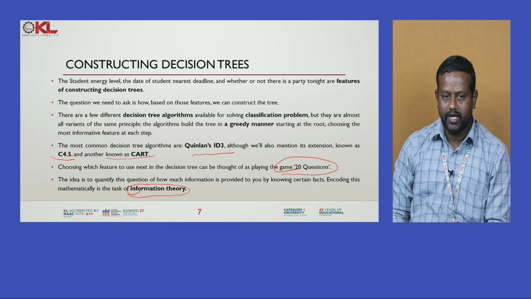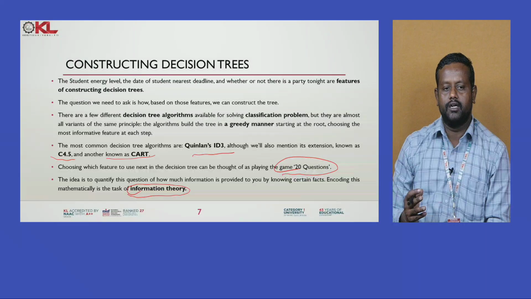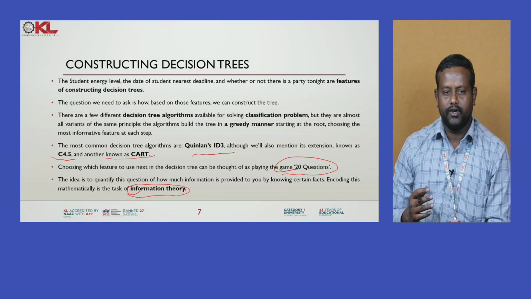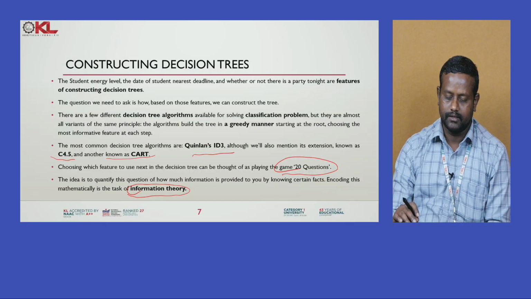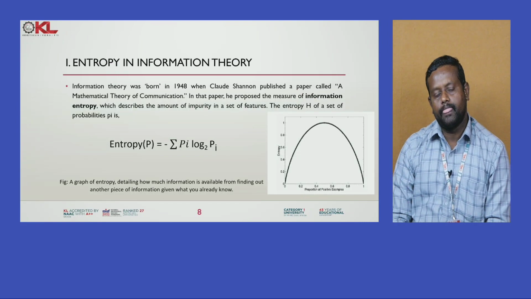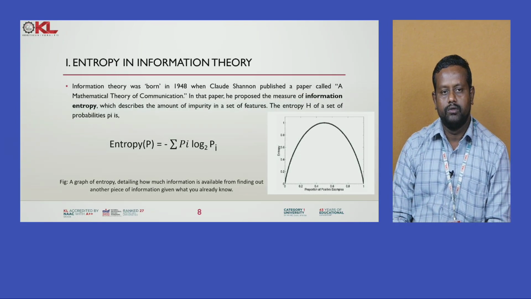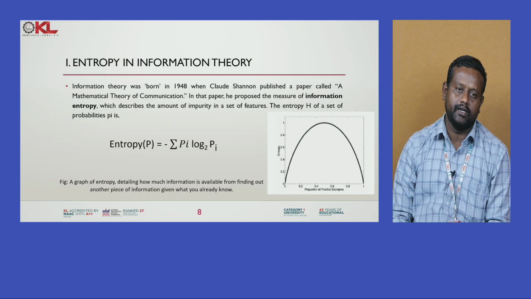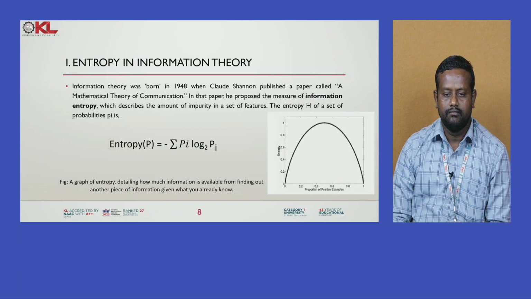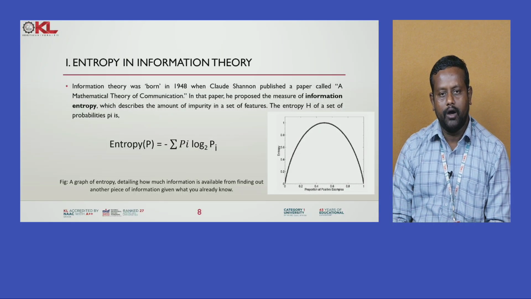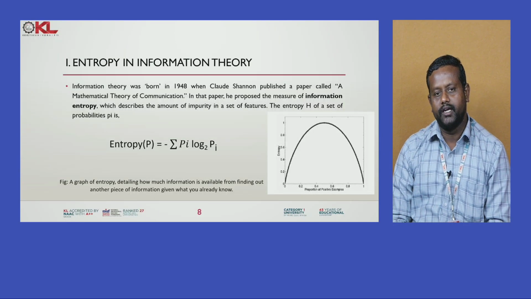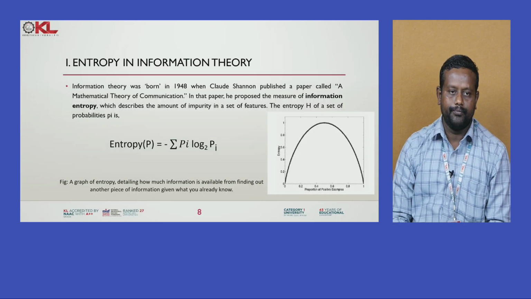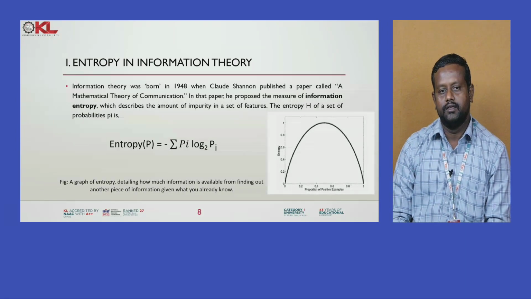With the help of information theory, it is very efficient to find how much information is provided to you by knowing certain facts. The value we use to find which fact is best for making a decision tree is the entropy. Entropy in information theory is an efficient way to find a solution for making a decision tree.